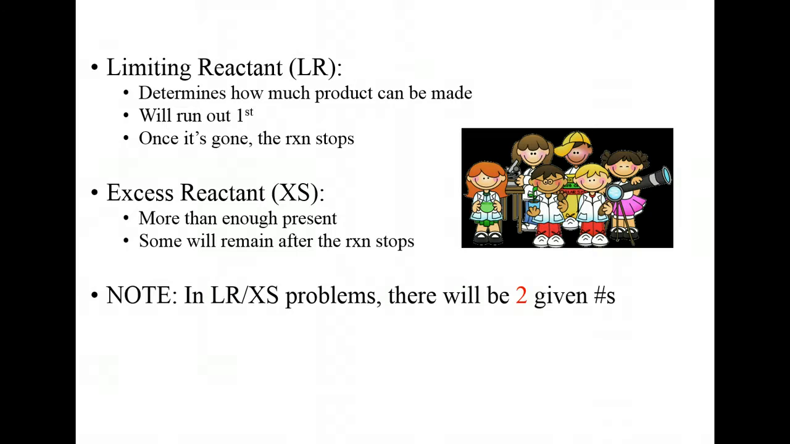In a limiting and excess reactant problem, there will always be 2 given numbers. So if you think back to the stoichiometry that we worked on yesterday, the problem may have been worded, you have 40 grams of hydrogen. How many grams of water could be produced starting from this amount? And there's one given number in that problem. The problems we will see today, there are 2 given numbers, or 2 A's in terms of our stoichiometry diagram. So that's one thing that sets these types of problems apart from others.